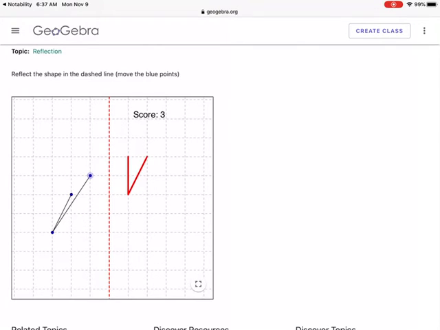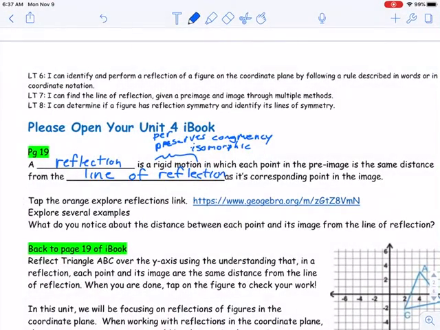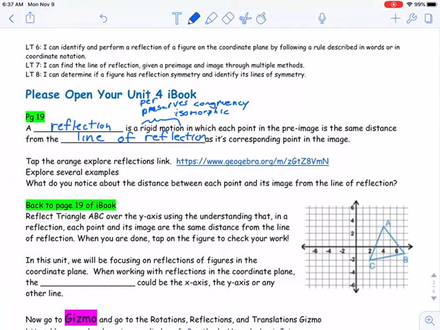Finally, an easy one. You can keep pressing new until you get an easy one, or reloading, whatever that may be. Yeah, these ones are far easier. The horizontal and vertical lines are significantly easier, but they're equidistant. You guys can play around with that as much as you want. But anywho, that's just a nice way to practice reflections. All right, what did you notice about the distance between each point and its image from the line of reflection? They were equidistant. And remember, the line of reflection is essentially like the midpoint. It's in the middle. Essentially, not exactly, but essentially.